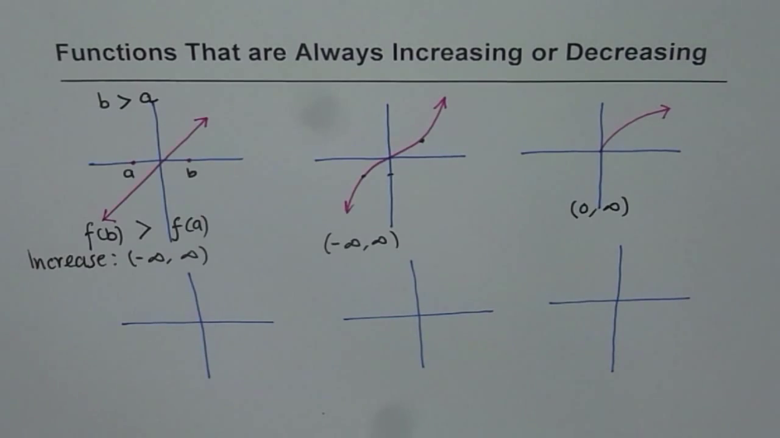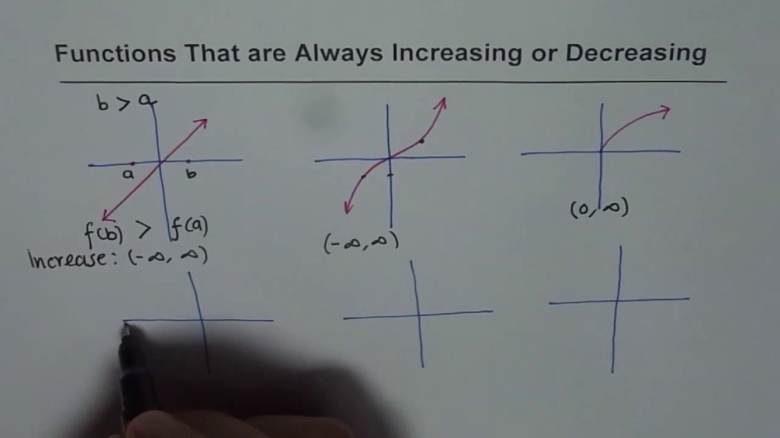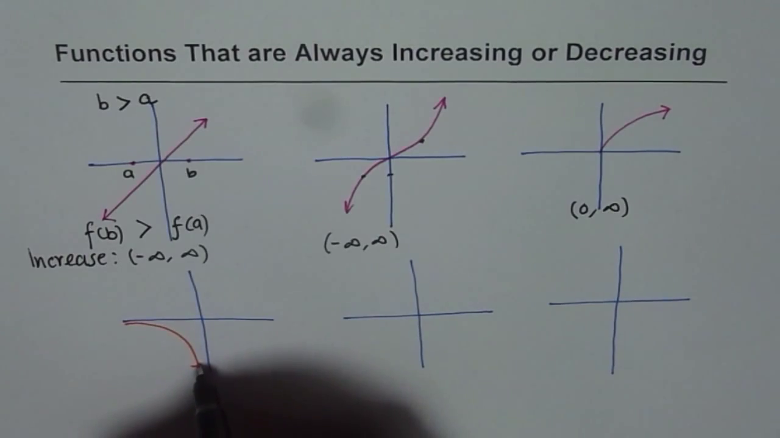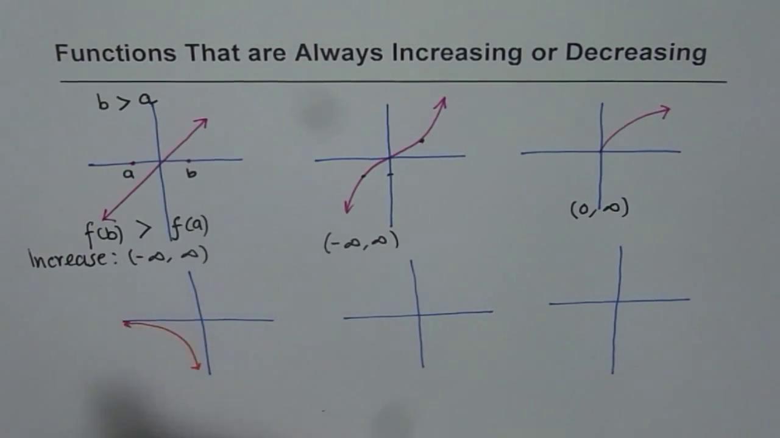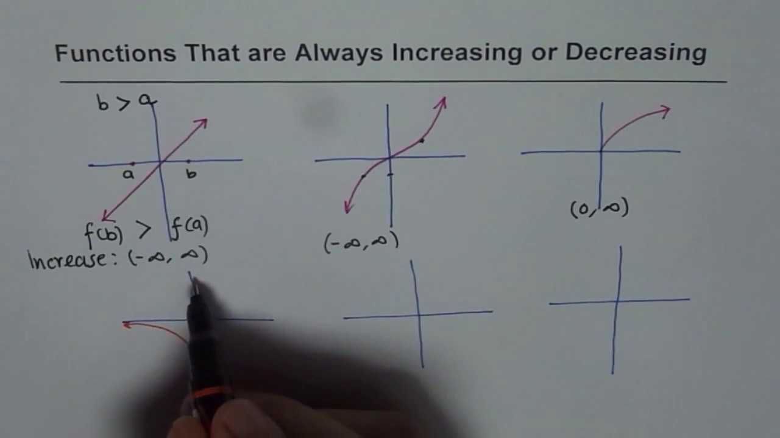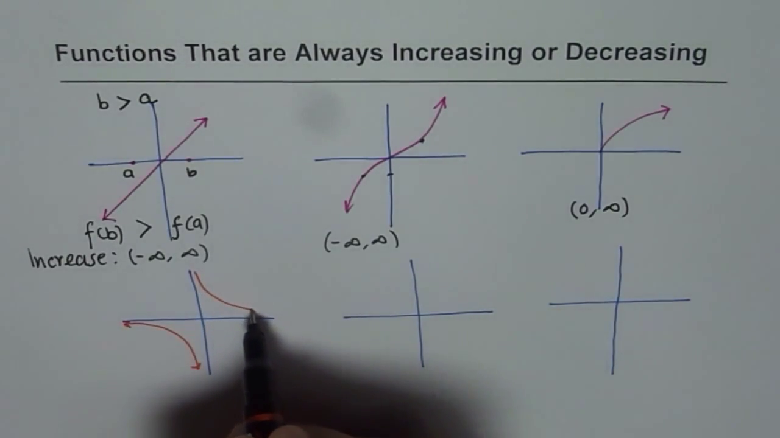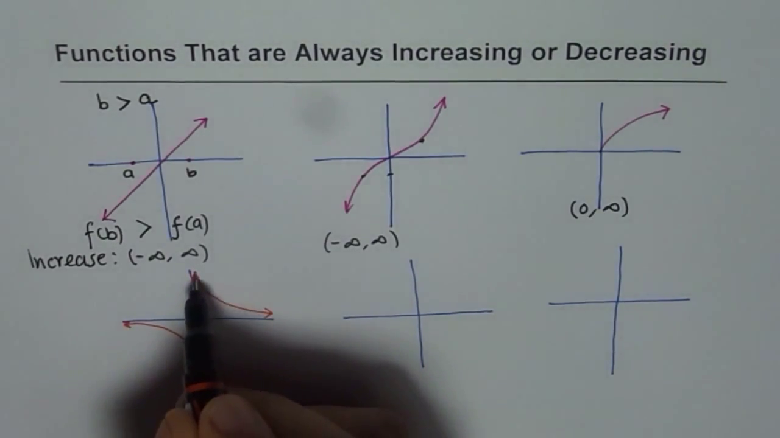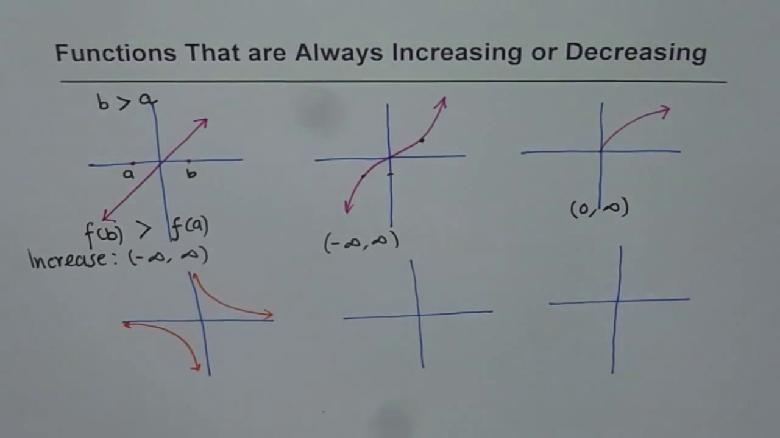Well, there could be a few functions which are decreasing. For example, if I have 1 over x, you see, as we move from left to right, the value decreases. However, there is a discontinuity at 0. And then from 0 onwards, if we move towards right for positive values, again the value of the function decreases.